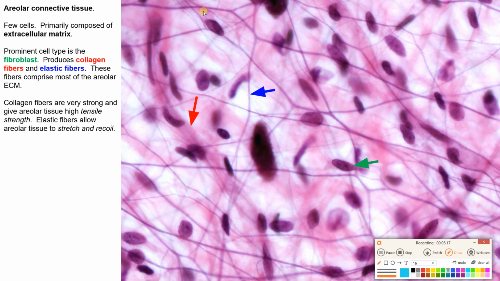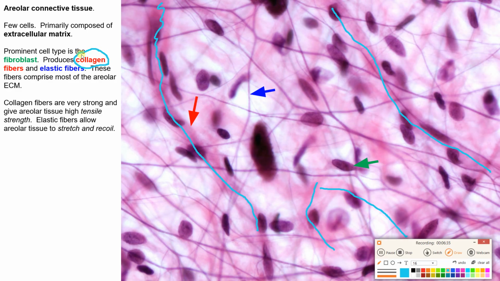So, for example, there is a pinkish fiber right here. Do you see that guy? There is a pinkish fiber over here. There's one right here. There's one right here. These pinkish fibers are collagen fibers.